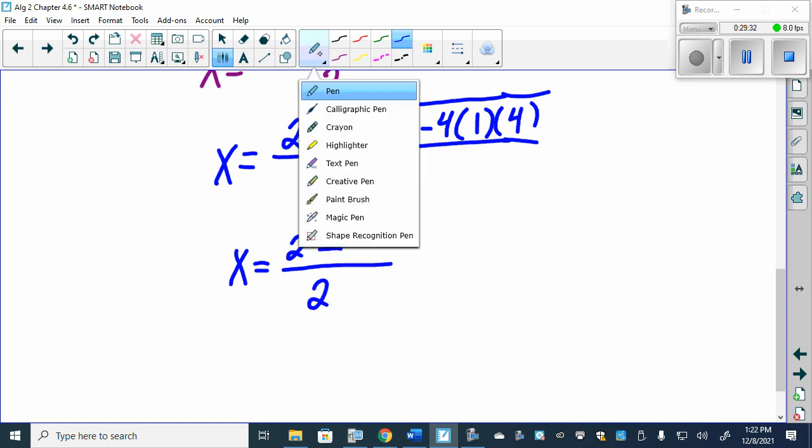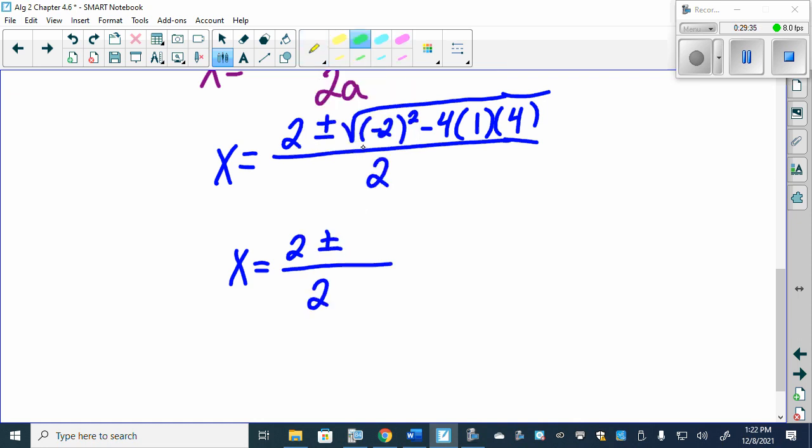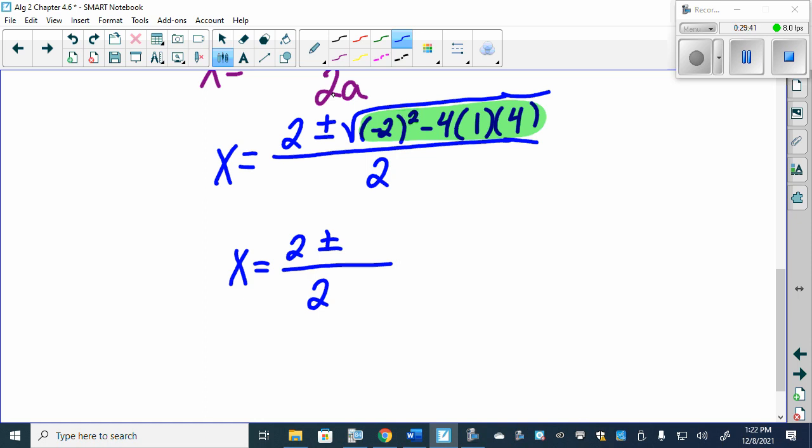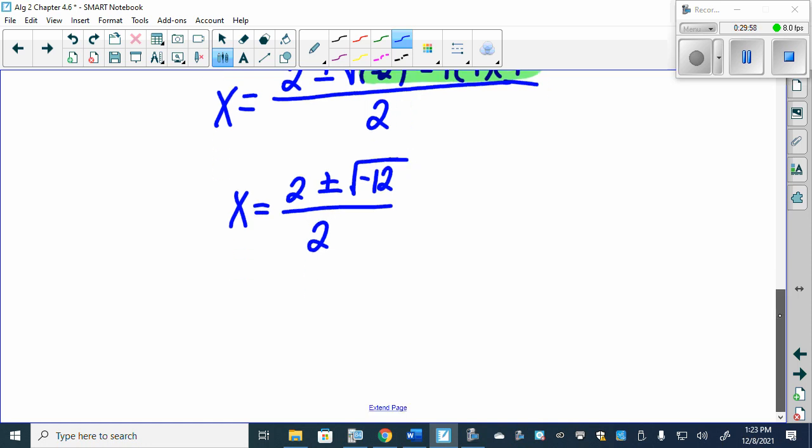Now at this point here, I would plug everything that's inside the square root into the calculator first. I wouldn't use the square root, just in case it doesn't simplify, or it turns out to be a negative. In this case, it actually works out to be negative 12.